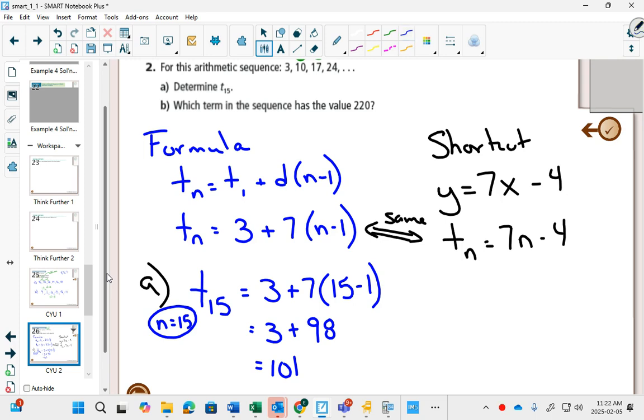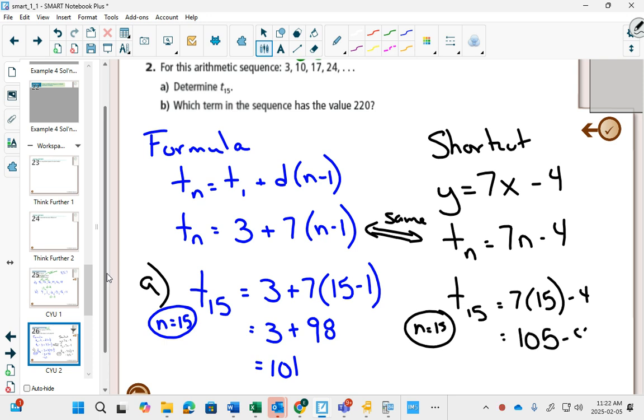If I use the shortcut, same idea. I want to find term 15, so n is equal to 15. Now it would be 7 times 15 minus 4. 7 times 15 is 105, minus 4, also 101. Same answer. So you could choose either way.